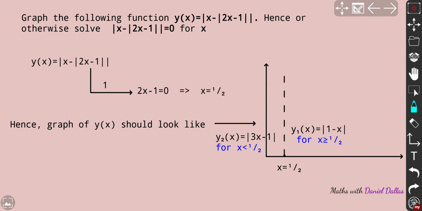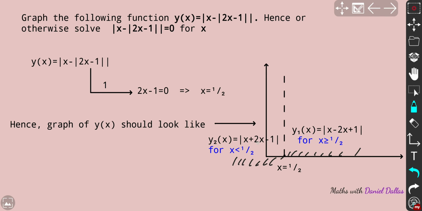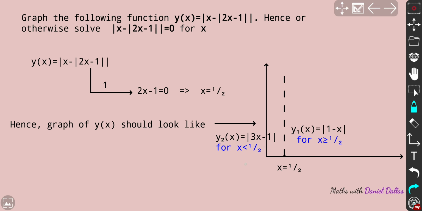After simplification, you'll get y1 as 1 minus x in absolute value for the range x greater than 1 over 2, and y2 as 3x minus 1 in absolute value if you simplify that. Okay, one more time, just compare. You had x plus 2x minus 1, so 3x minus 1 here, and x minus 2x plus 1 will give you 1 minus x. So finally, after simplification, you'll get two different types of function.